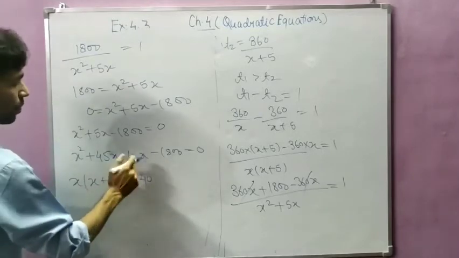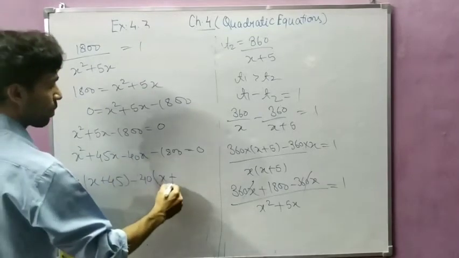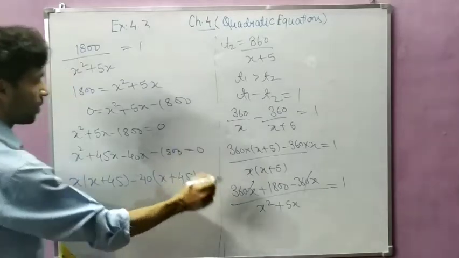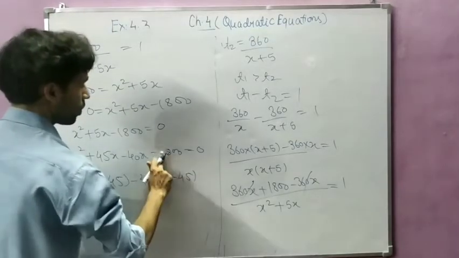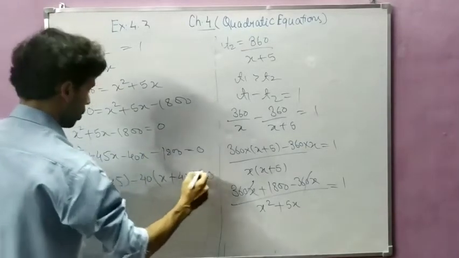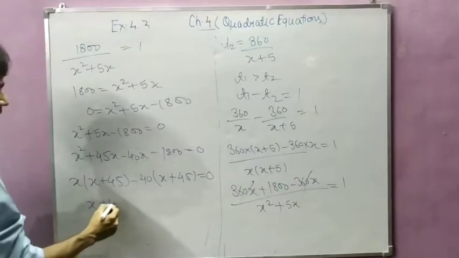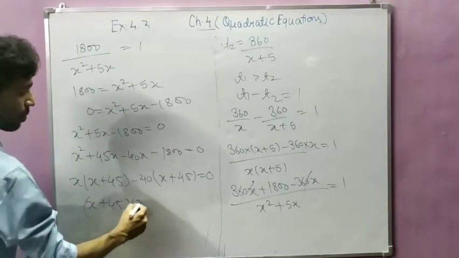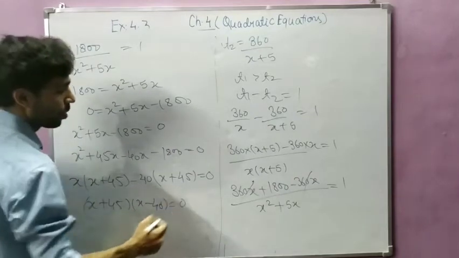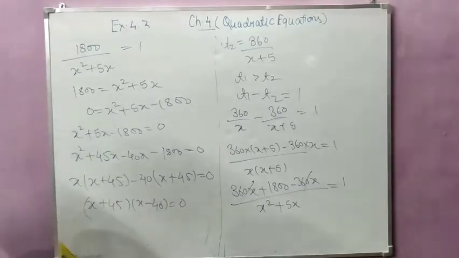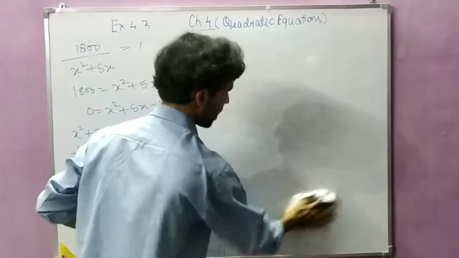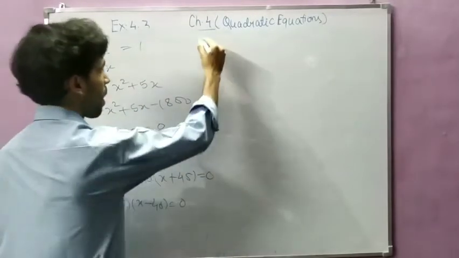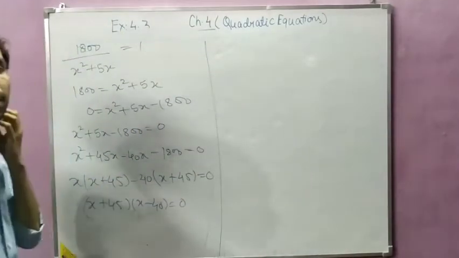So here will come x plus 45, equal to 0. So x plus 45 and x minus 40 equal to 0. Now again 2 factors we got. One is x plus 45 and another one is x minus 40. So one by one we will equate them equal to 0.